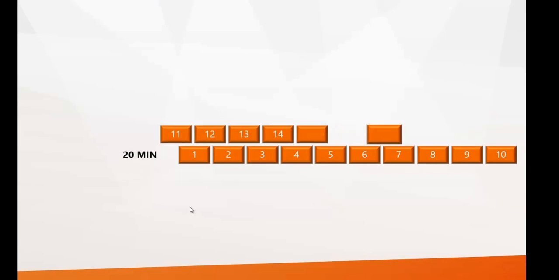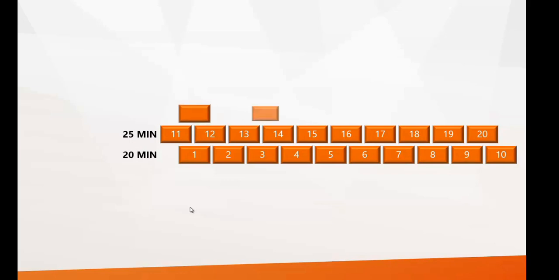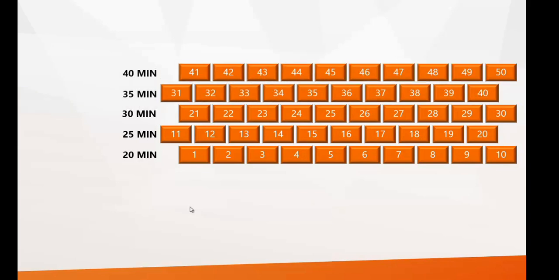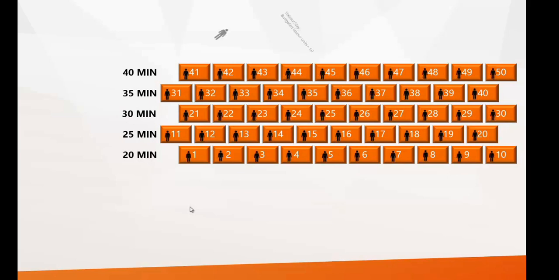Now let us try to understand the feature of percentage completion in Primavera through this activity, which is of bricklaying. In this activity, the first 10 bricks are laid in 20 minutes. The next 10 bricks are laid in another 25 minutes. Then another 10 bricks are laid in another 30 minutes. And another 10 bricks are laid in 35 minutes, and the last 10 bricks are laid in 40 minutes.